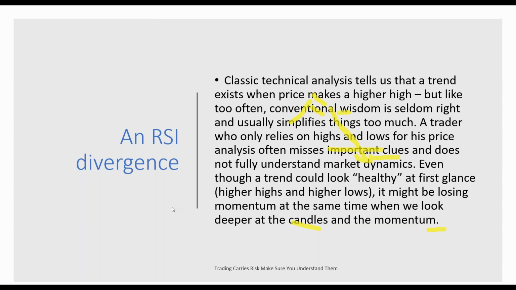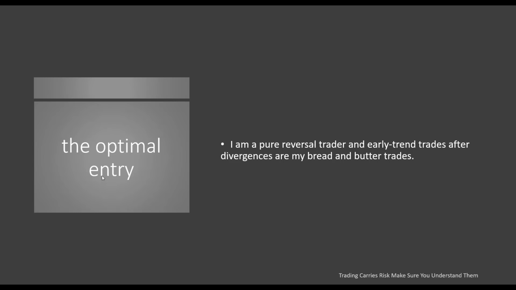So classical technical analysis tells us that a trend exists when price makes higher highs. But too often, conventional wisdom is seldom right and usually simplifies things too much. A trader who only relies on highs and lows for his price analysis often misses the most important clues. Even though the trend could look healthy at first glance, it might be losing momentum at the same time when we look deeper at the candles and the momentum. And that's kind of what divergence tells you, is that the asset or the current move is losing its momentum.